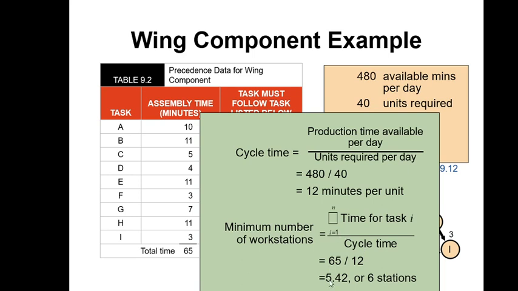So we will have a number: the minimum number of workstations needed in order to assemble this product or this component is 5.42. But guys, now I want to make a very important note. The number of workstations cannot be a fraction, like the number of computers.